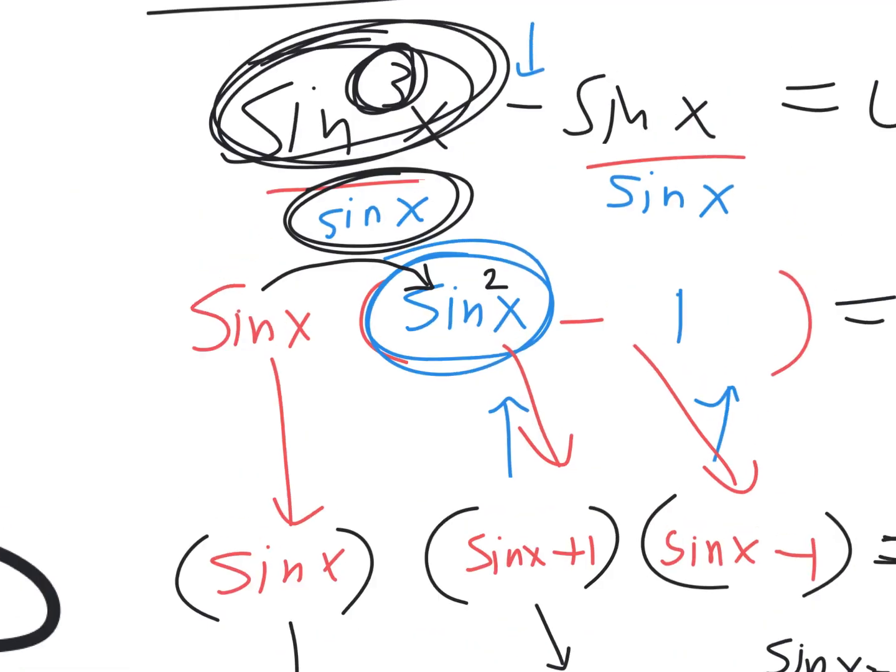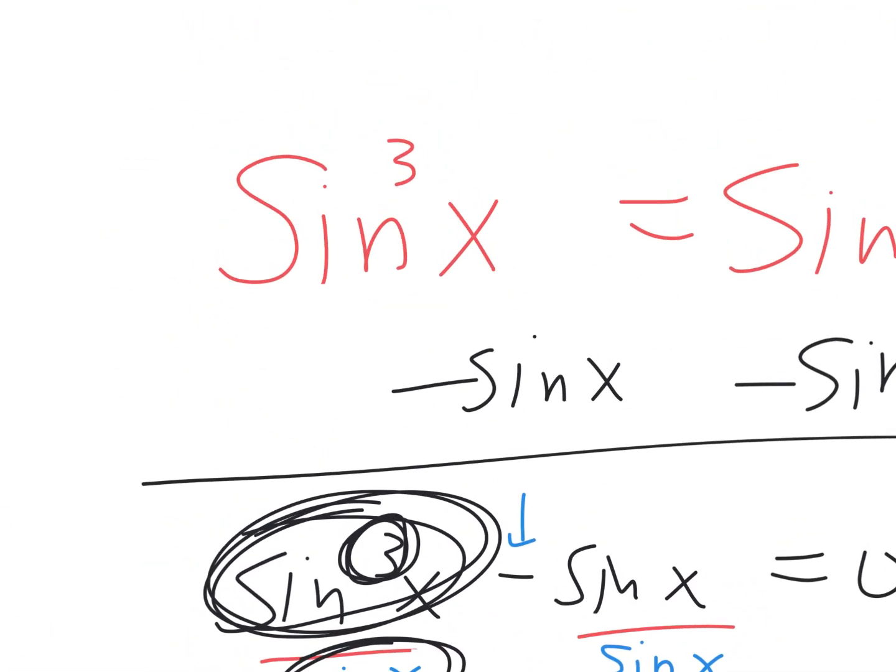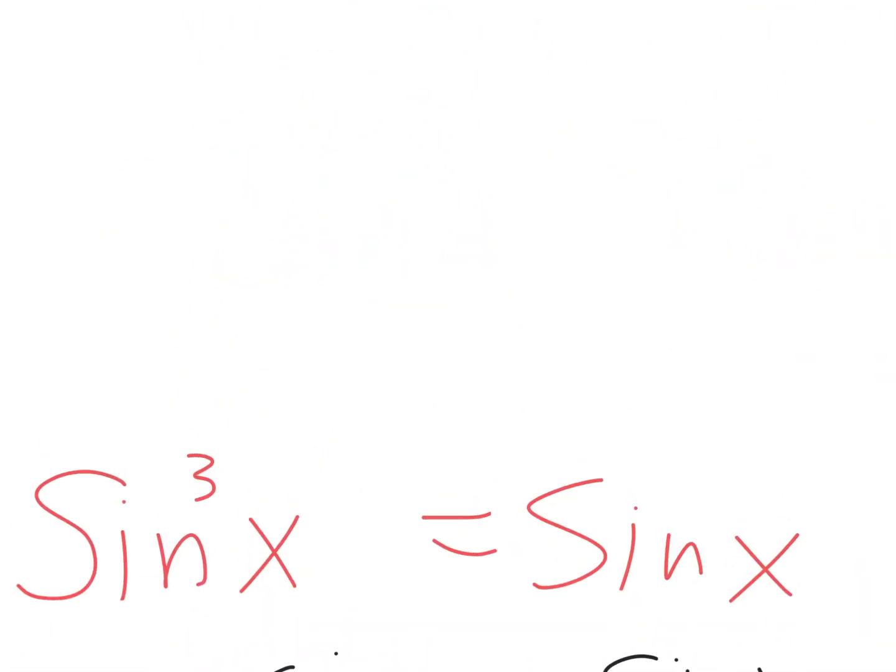Okay, so, moral of the story. Here's what we started with. We set it equal to 0 first by subtracting sine, and then we could factor it twice.